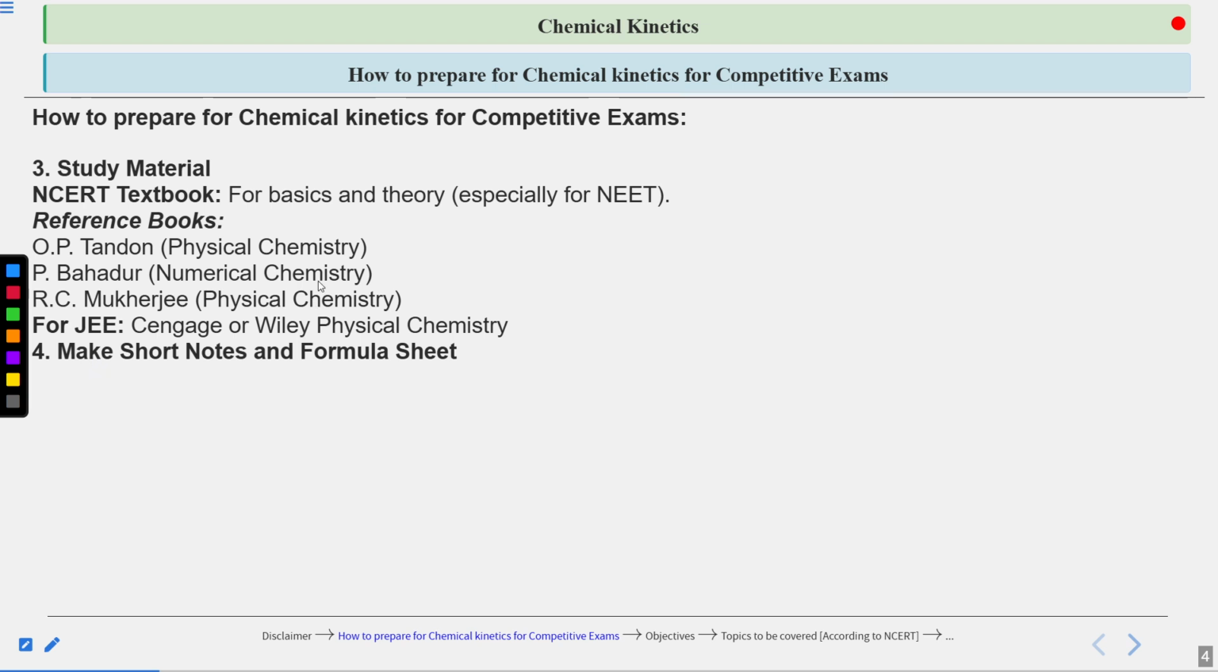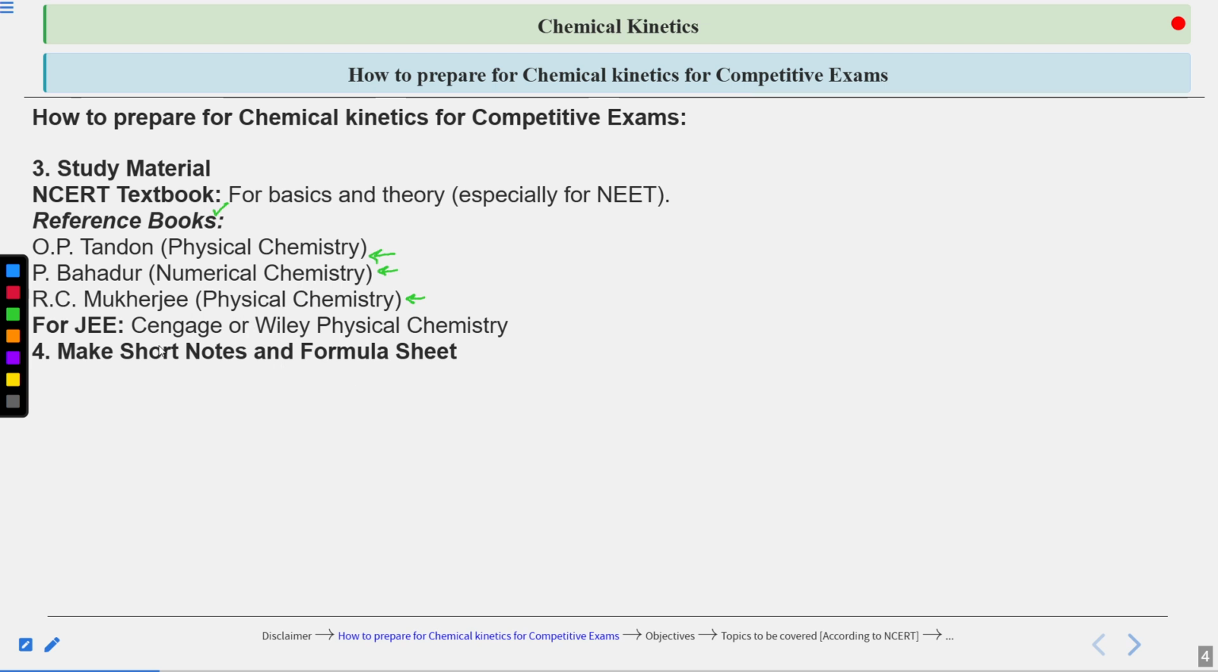Okay, so these are the textbooks that we are suggesting for the preparation of the chemical kinetics chapter for the competitive exam. First of all, you have to focus on the NCERT textbook. Then you can use the reference books for various categories of chemistry, like physical, numerical, and Senge's, which is good for both theory and the numerical part.